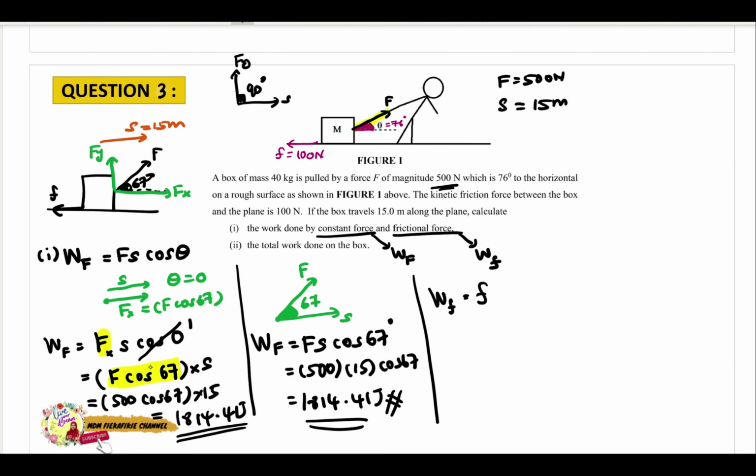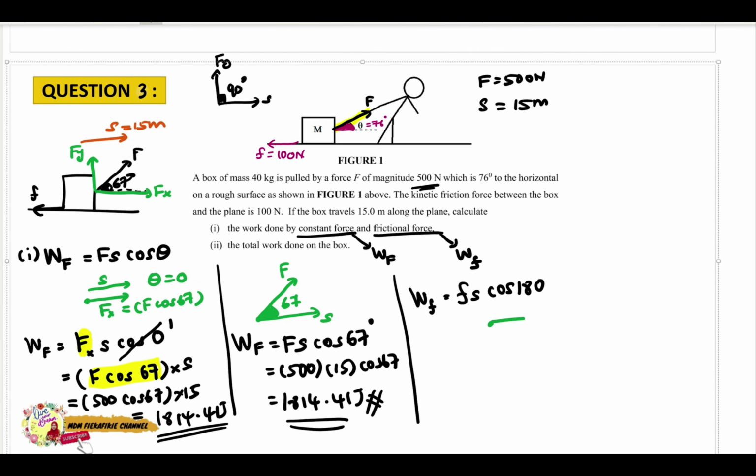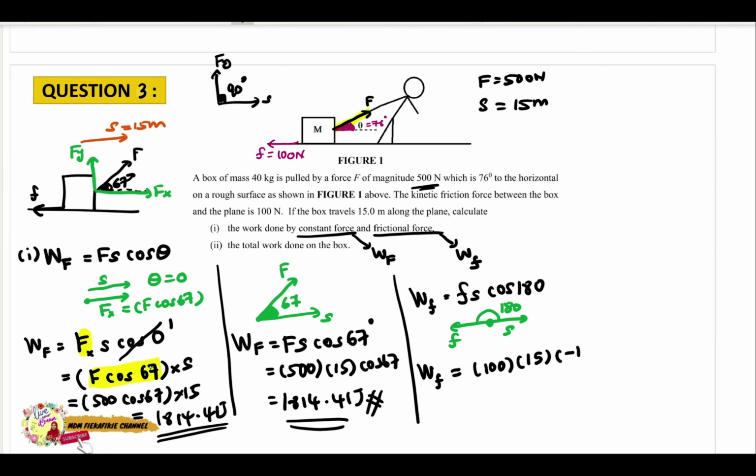So F S, the angle between friction and S is obviously 180 degrees. It wants to move this way, S, but friction is in the opposite direction, so 180. So you will get the value: the friction was given earlier, how much? 100. S is 15, and cos 180 is negative 1. So you will get negative 150 Joule. Remember, negative means that the work is done by the system against the frictional force.